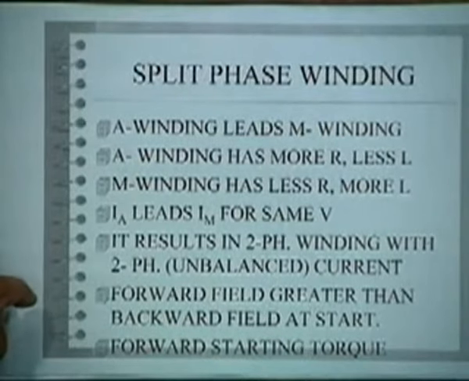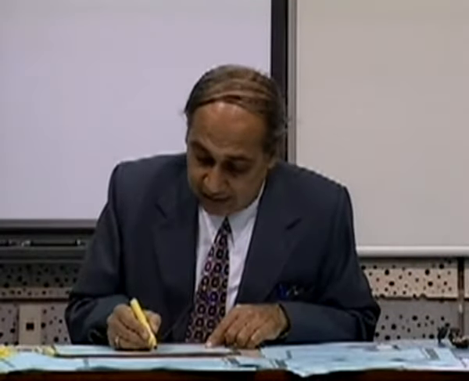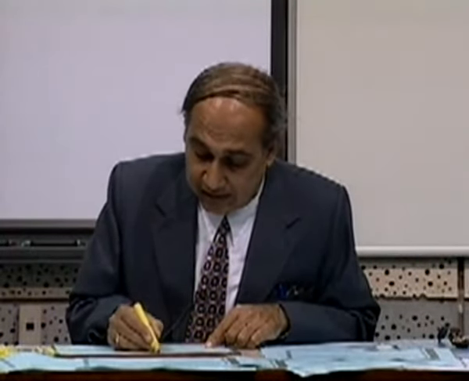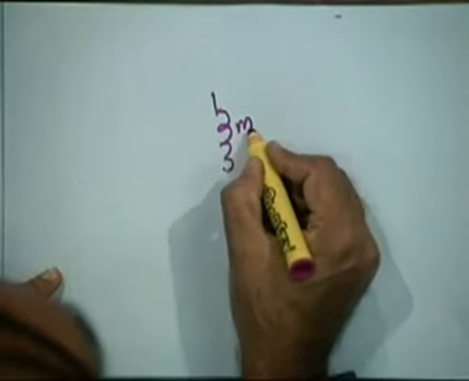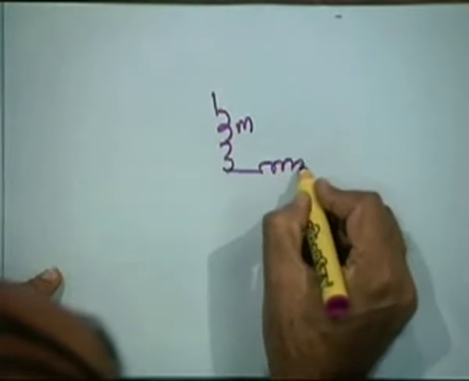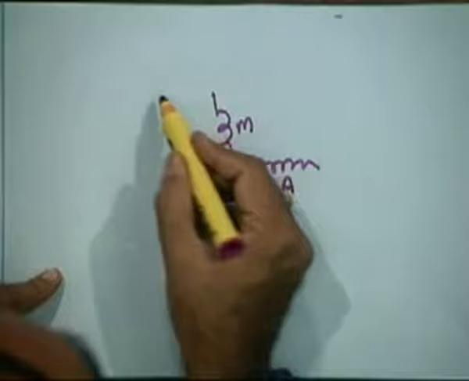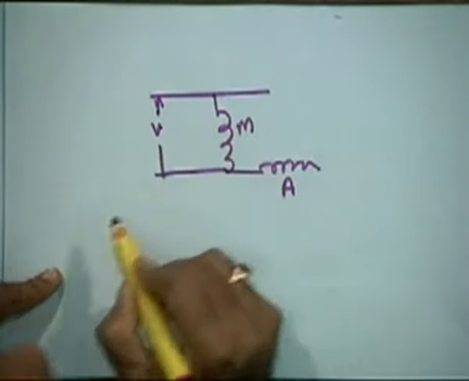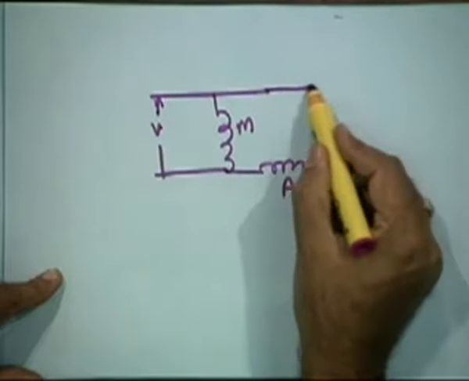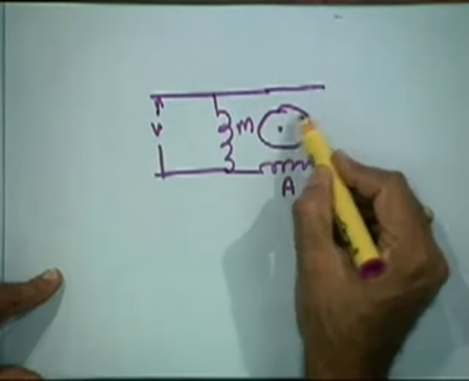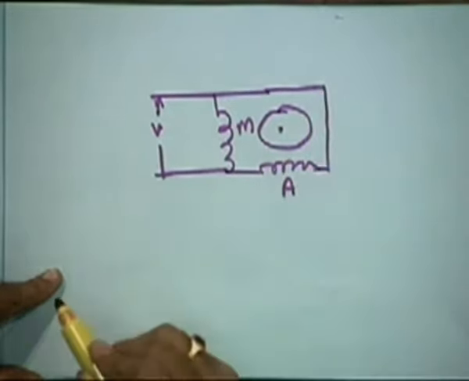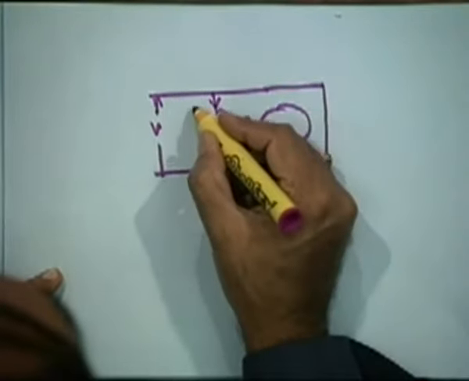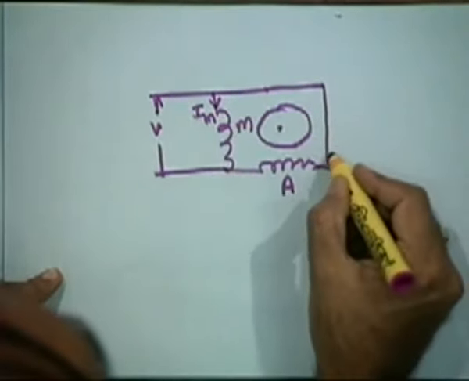What is the split phase winding? So in split phase winding, let us say you have the main winding M, and you have the auxiliary winding A, because the voltage is the same. You are applying the same single phase AC voltage, and there is a squirrel cage, and you connect it. So it will carry currents IM and IA, right?